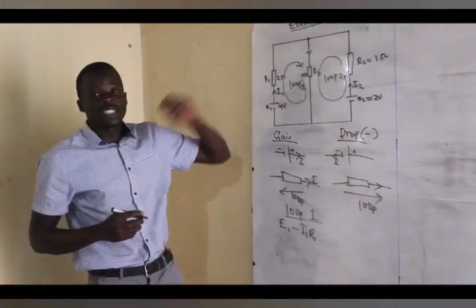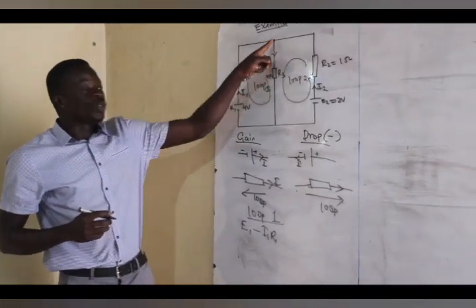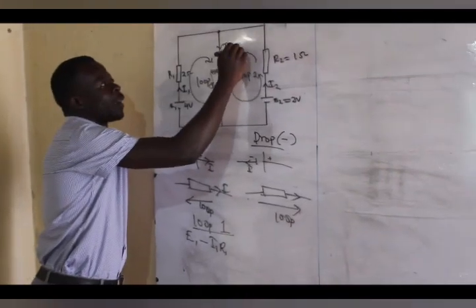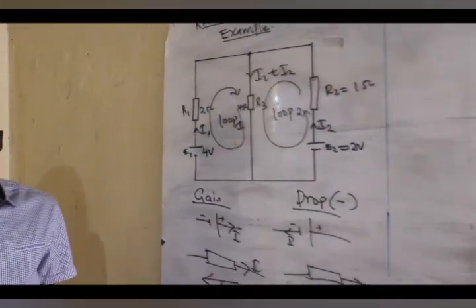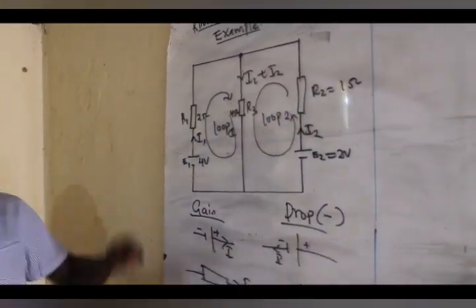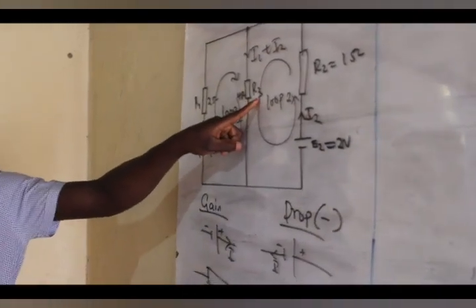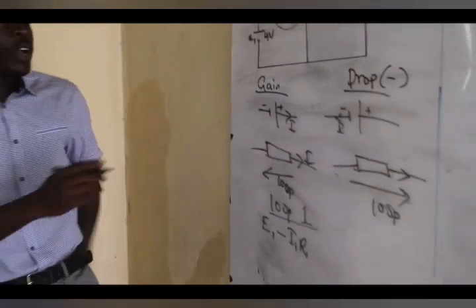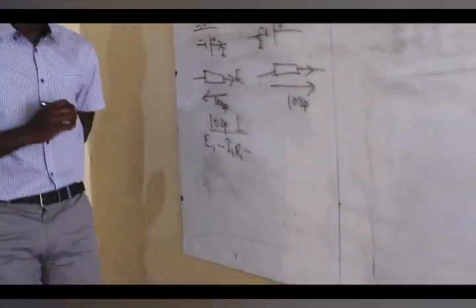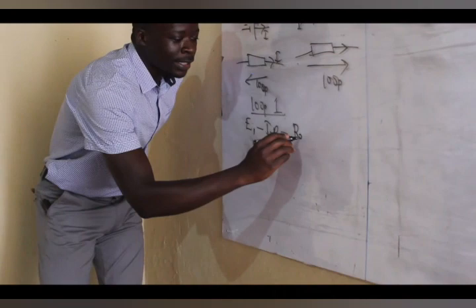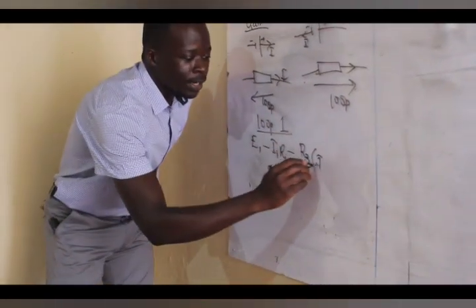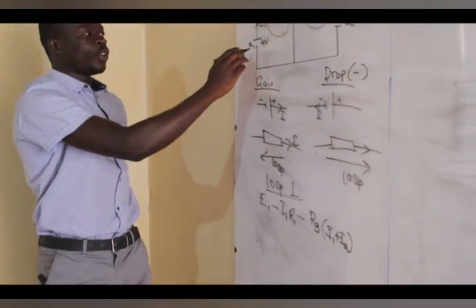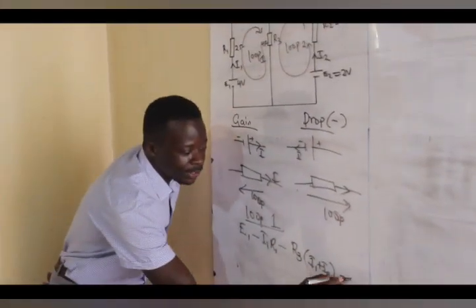We have I1 coming towards that node, and I2 coming towards this node. So the outgoing current there will be I1 plus I2. So I1 plus I2 will be the current flowing through the R3 resistance. Therefore, back to our equation, we'll also have minus R3 into I1 plus I2, then back to the source. And this equation should give us 0.